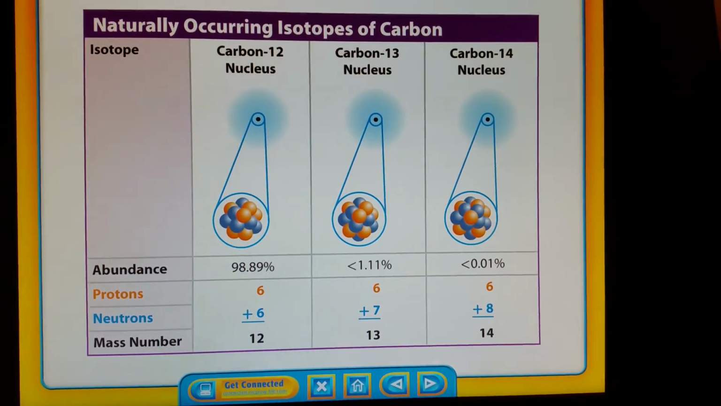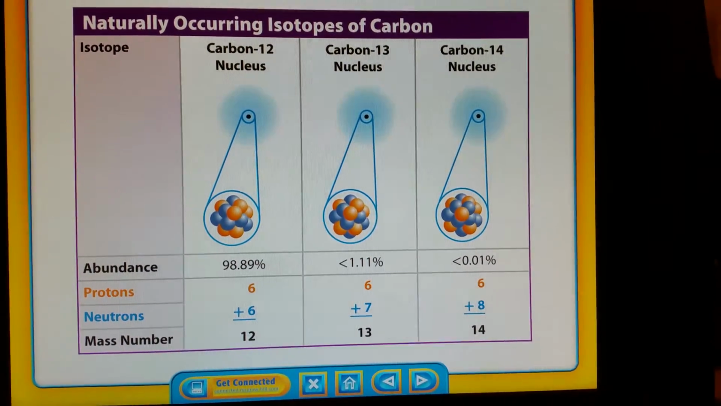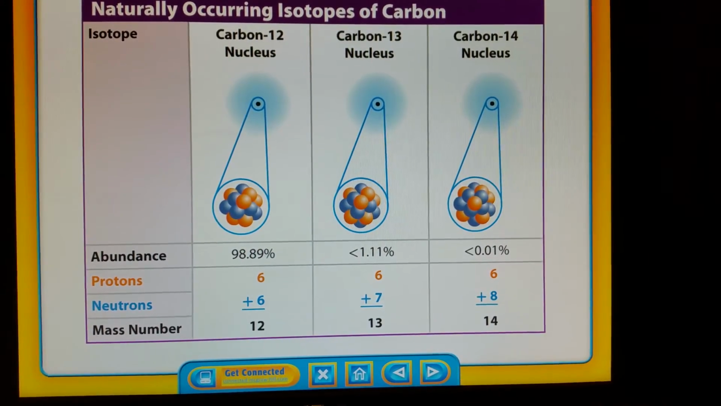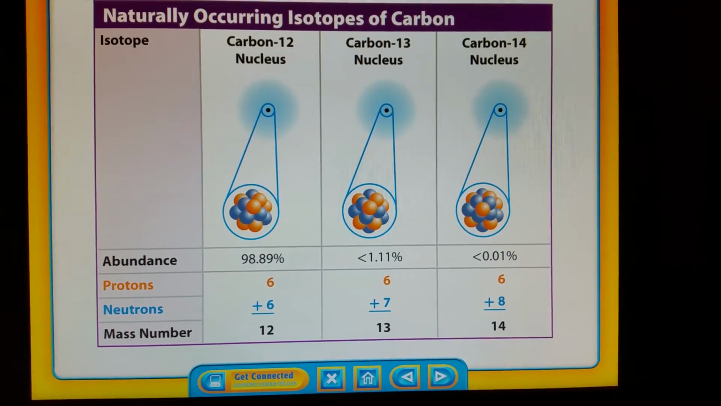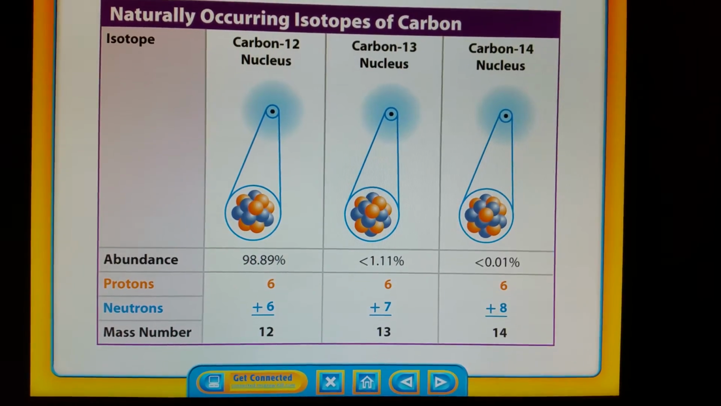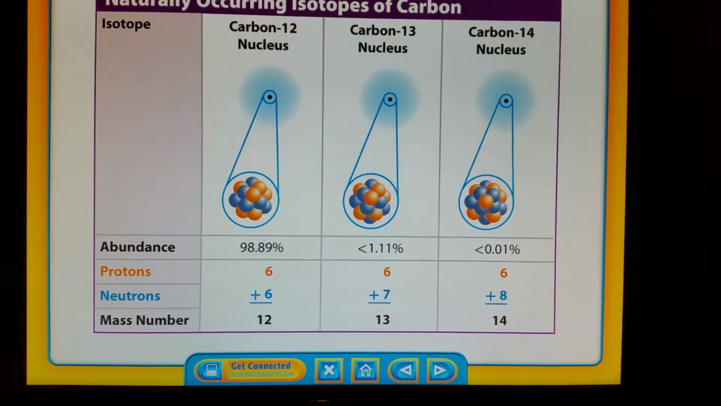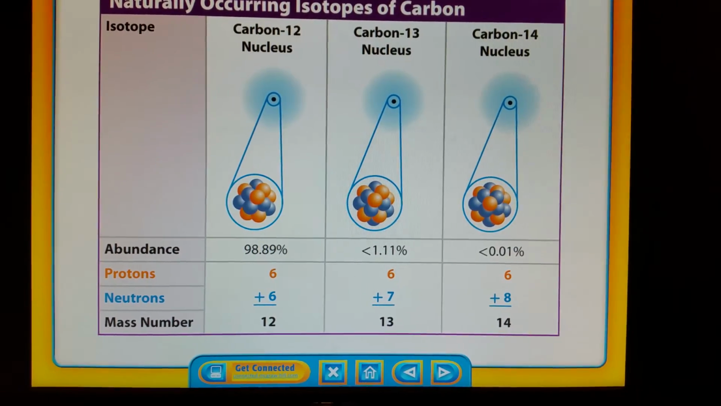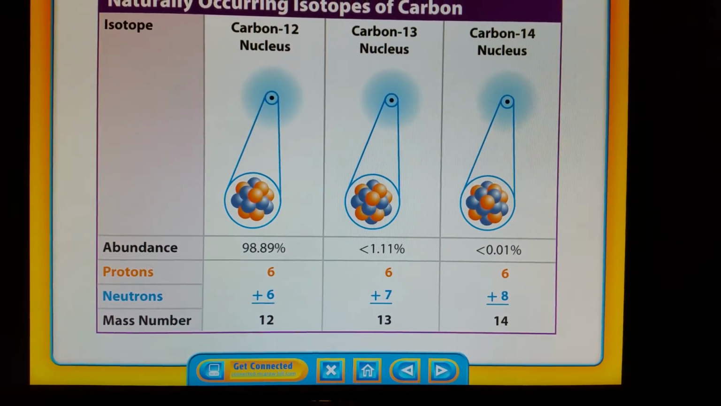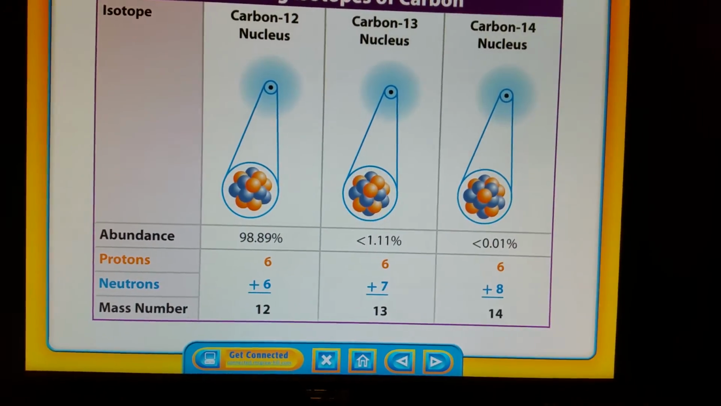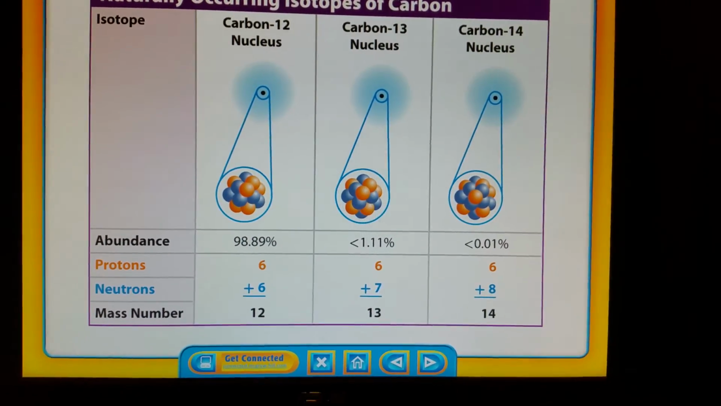All right, so these are the naturally occurring isotopes of carbon. We have the abundance, which is 98.89%. And let's look at the protons, the neutrons, and the mass numbers. So for carbon, we see there are 6 protons. And in carbon-12, there are 6 neutrons. So we add those together, we have 12. And that is the mass number.